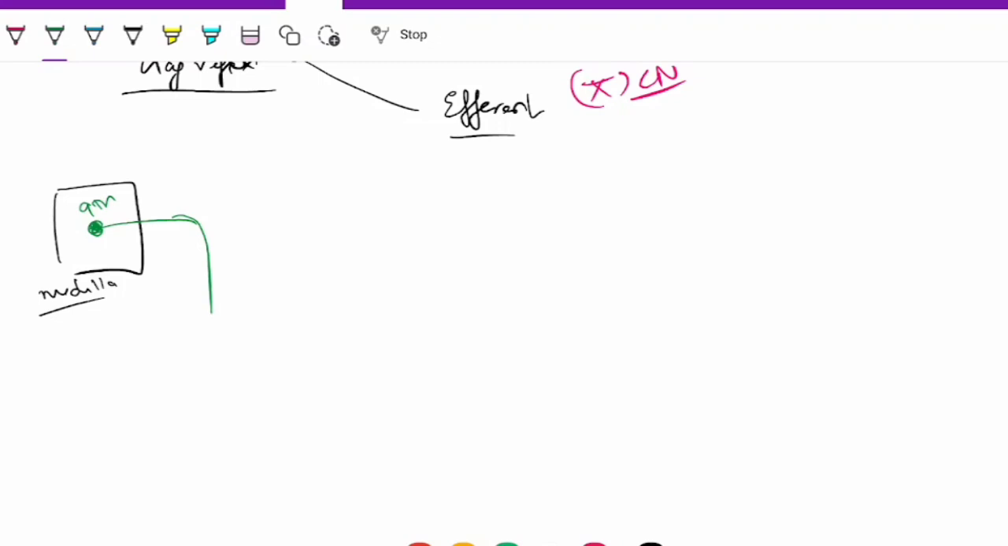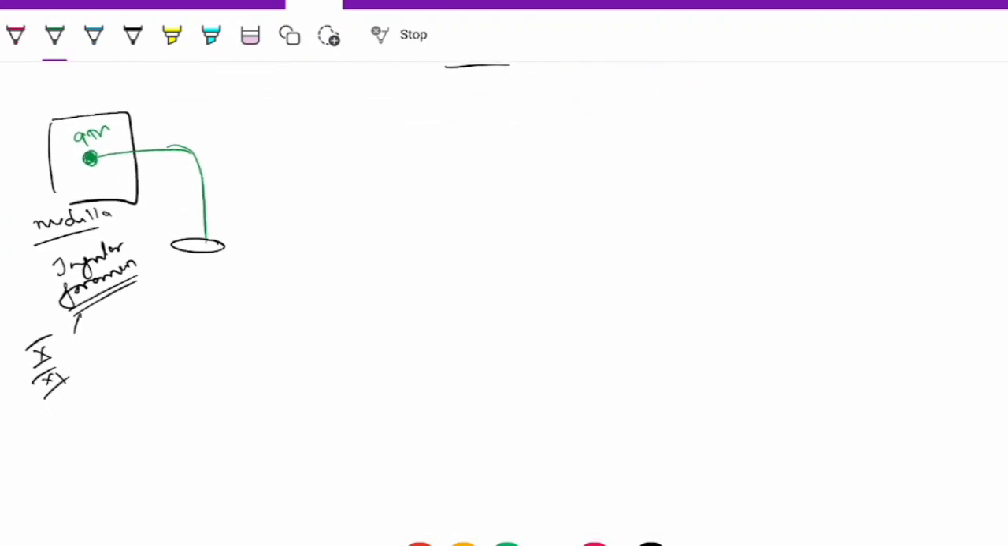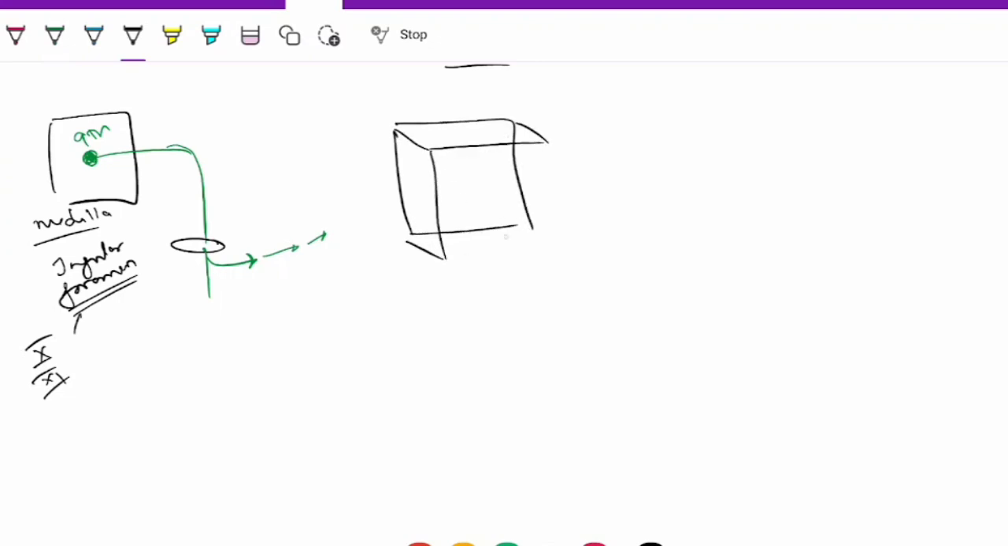It drops and exits the skull through a foramen known as the jugular foramen. There are two more cranial nerves which exit through the jugular foramen, that is the 10th and 11th. Anyways, so now we know that the ninth exits through it and it gives off a branch. This branch goes inside a box.